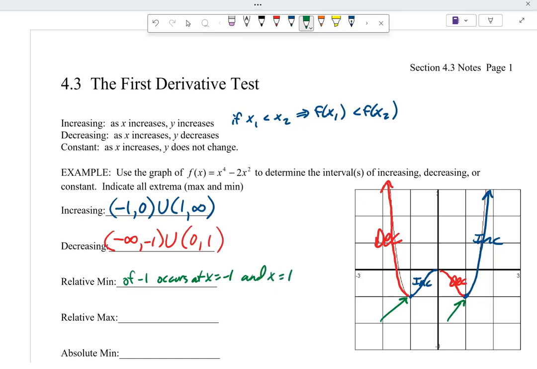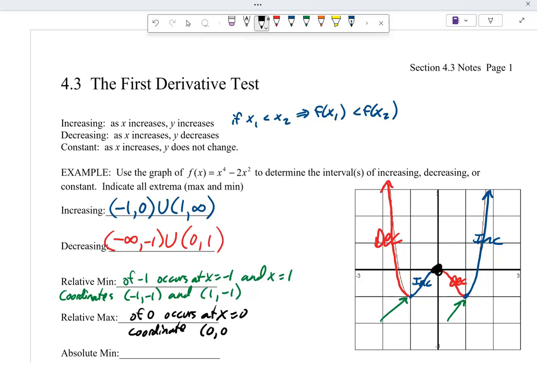Or if you want to name it in terms of, you could name it as the coordinates. You have as an ordered pair, -1, -1, and the ordered pair 1, -1 is another way you could name those local minimums. And then we have a relative max right there at 0, 0, relative max of 0, and it occurs at x being 0. Or if you want to name it as a coordinate, just the point 0, 0.